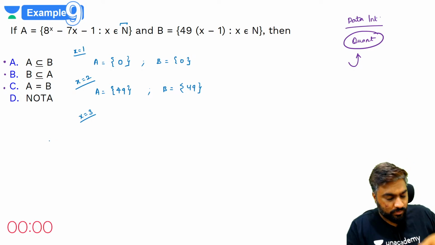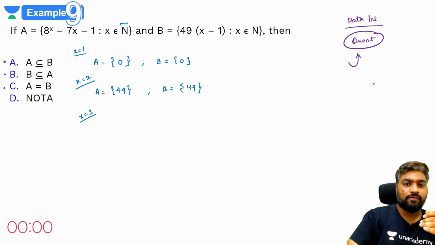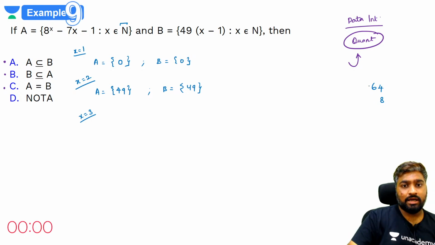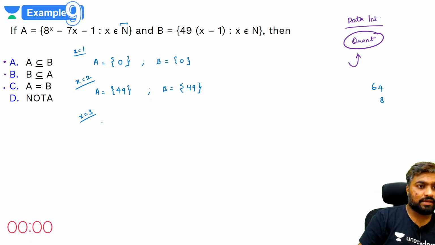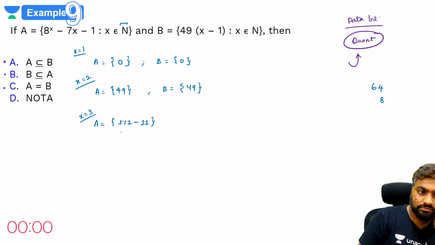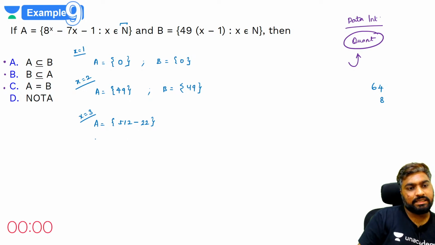Yes. What is 8 cube? 64 into, even if you don't remember guys, quickly calculate it, right? 64 into 8 is what? 60 into 8 is 480. 480 plus 32, 512. Yes. So what will A's value be? A will have 512 minus 21 minus 1, that is 22, which is how much? 490. Yes, this is 490. What about here?